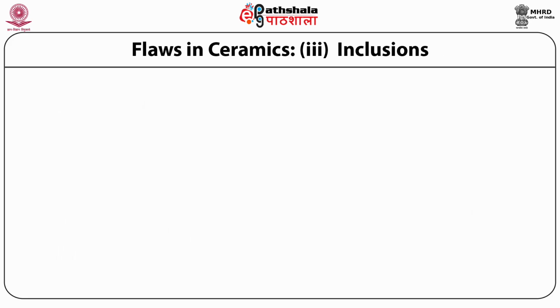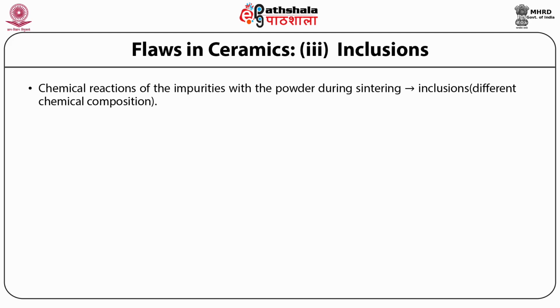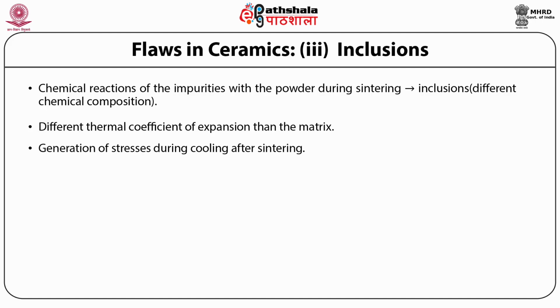The next type of flaw in ceramic is inclusions. Inclusions having different chemical composition than the matrix may form in a ceramic during sintering due to chemical reactions of the impurities with the powder. An inclusion will in general have a different thermal coefficient of expansion than the matrix. So on cooling from the sintering temperature, the two will contract to different amounts. Below a certain temperature, the stresses will not be able to relax, and so the flaws will form in a manner similar to the case of agglomerates.